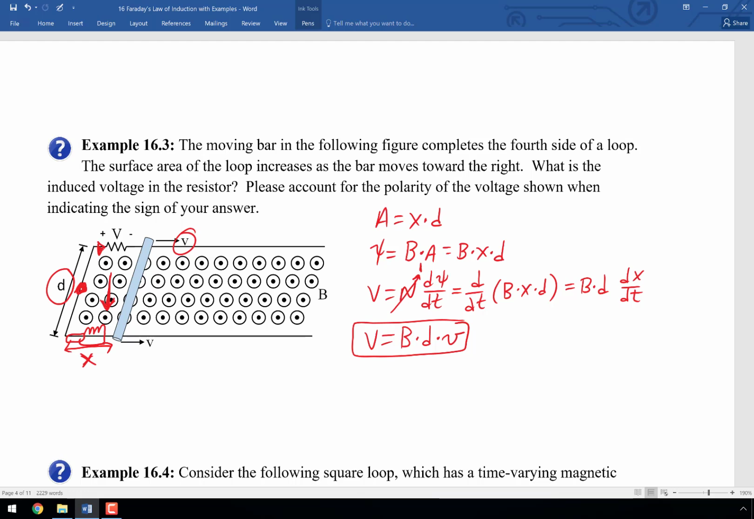And it looks like the voltage is actually correct as it's labeled on the figure. So it says, please account for the polarity of the voltage shown when indicating the sign of your answer. So the polarity is correct. So V is positive. If the figure had been drawn with the plus and minus of V in the opposite direction, then I would have had to add a negative sign to that answer. But I didn't, so it's just correct the way that it is.